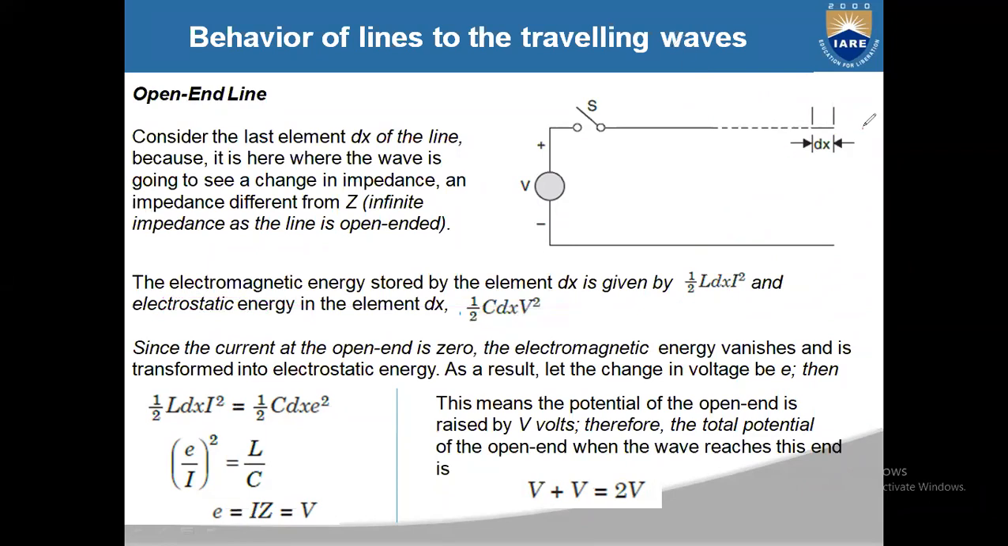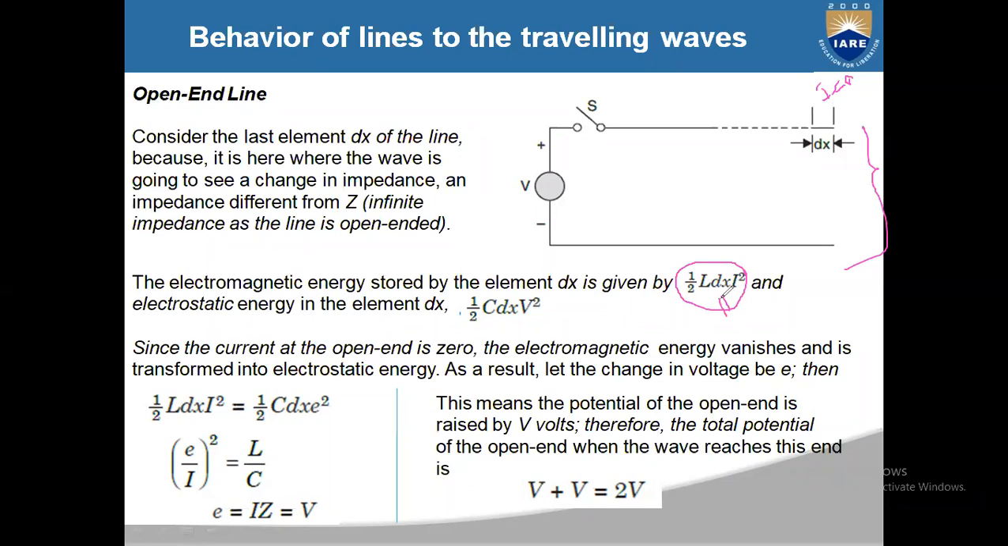Now as there is an open circuit, the current I will become equal to 0. In an open circuit there will be no flow of current, so the current at the open end will be 0. So when the current is 0, what happens to this energy? The electromagnetic energy will vanish.